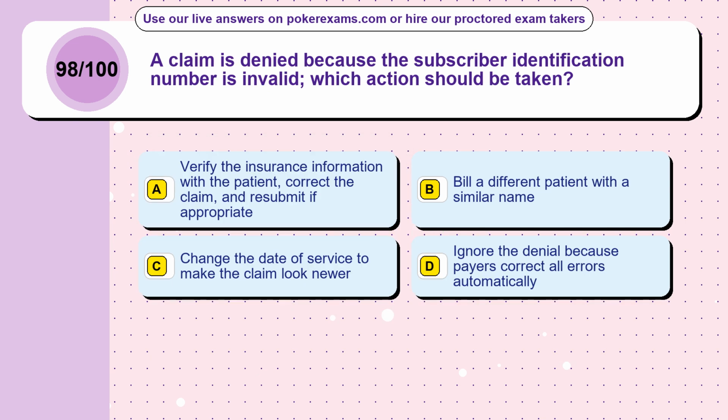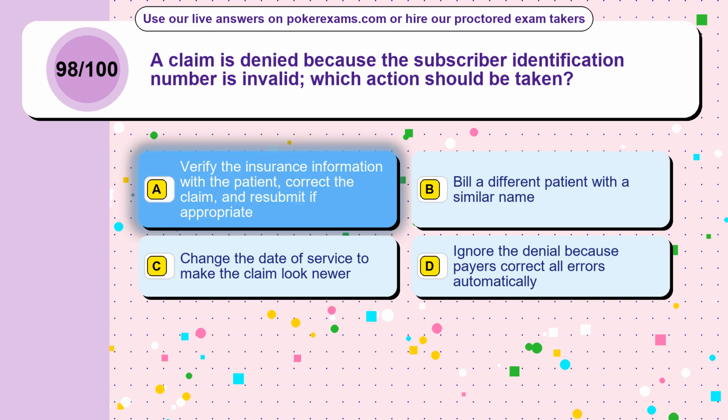Question 98. A claim is denied because the subscriber identification number is invalid. Which action should be taken? Option A. Verify the insurance information with the patient, correct the claim, and resubmit if appropriate. Option B. Bill a different patient with a similar name. Option C. Change the date of service to make the claim look newer. Option D. Ignore the denial because payers correct all errors automatically.